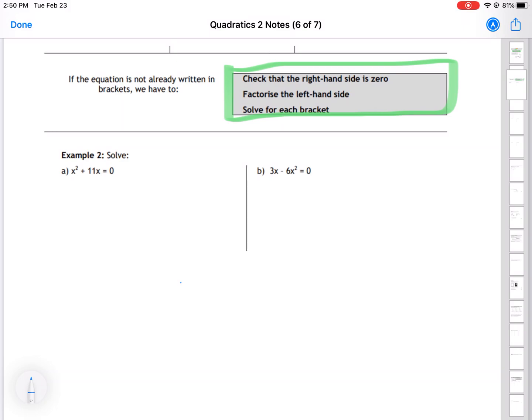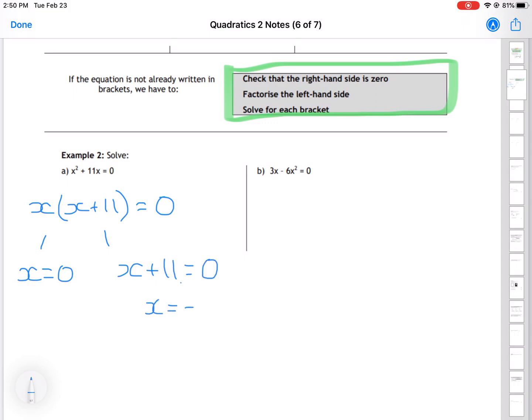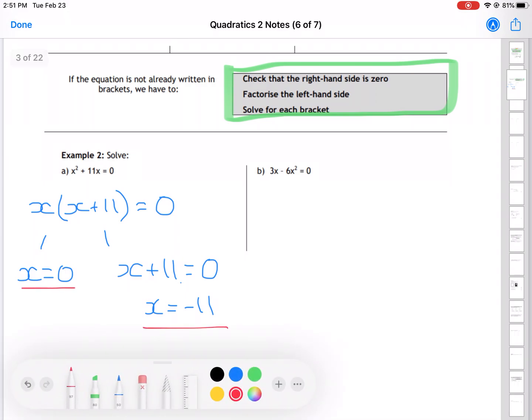So, for example 2a, we can take out a common factor of x, which leaves us with x plus 11 inside the bracket, and that equals 0. Applying what we did up above, either x has to be equal to 0 or x plus 11 has to be equal to 0, and therefore x is 0 or negative 11. Okay, we can apply that process throughout as well.